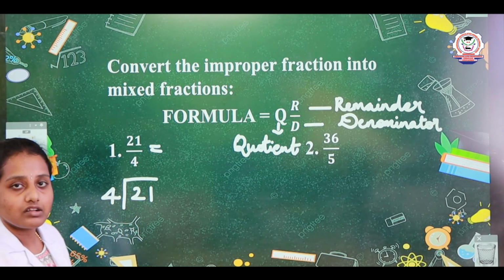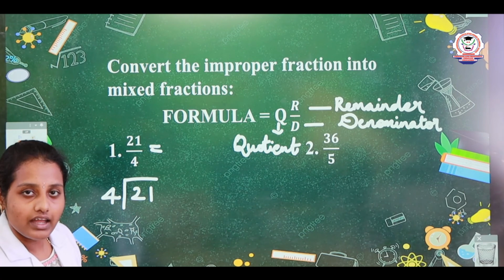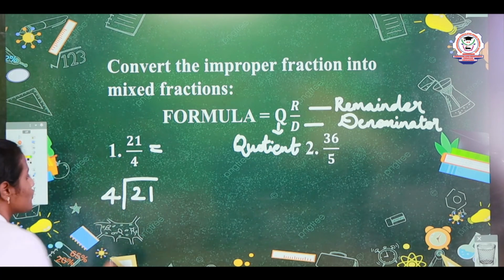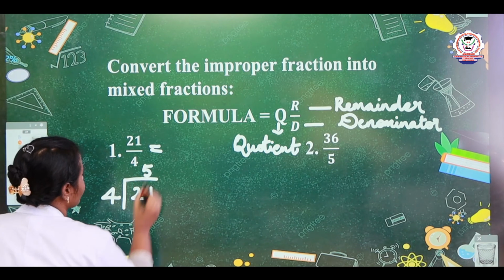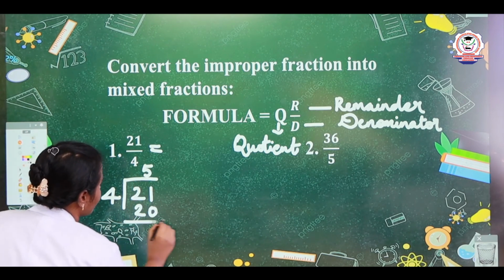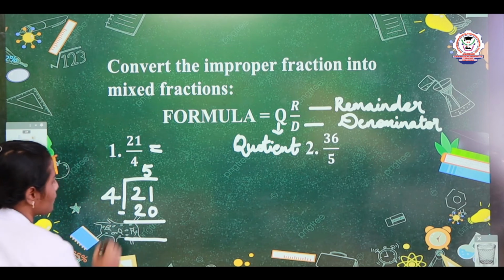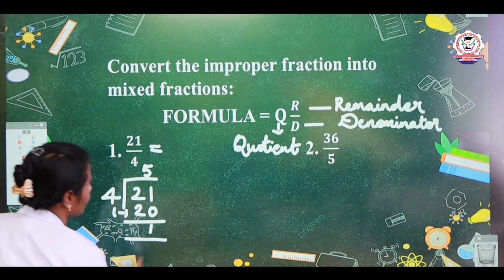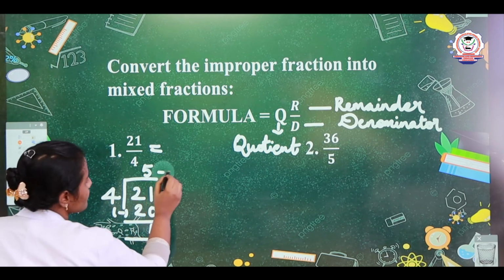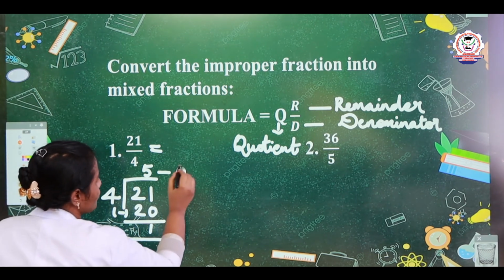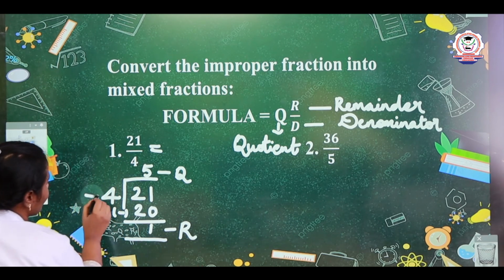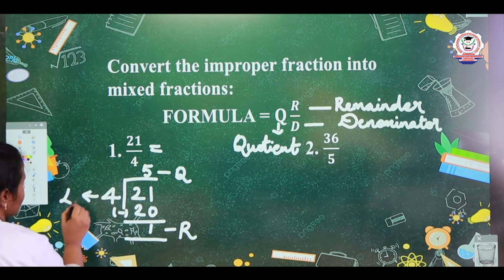Now tell me the 4 tables. 4 1s are 4, 4 2s are 8, 4 3s are 12, 4 4s are 16, 4 5s are 20. So 20 is the nearest number to 21. So we will put 4 5s are 20. If you subtract 21 minus 20, what will be the remaining, my dear? Yes, very good. It is 1. Now, see here, which is your quotient? 5 is your quotient, 1 will be your remainder and 4 will be your divisor or denominator.